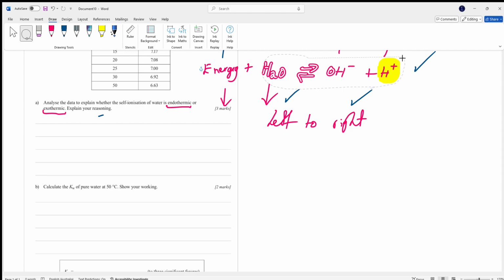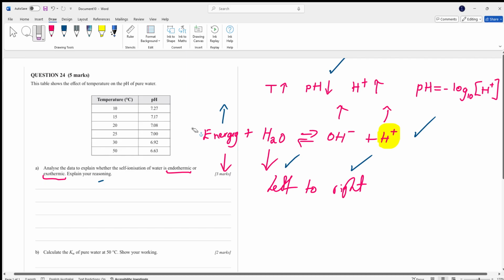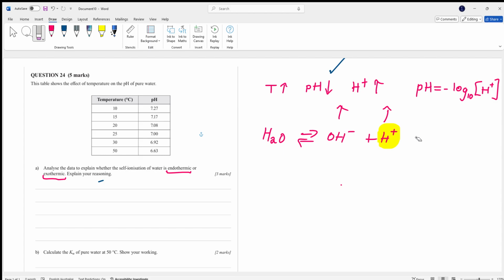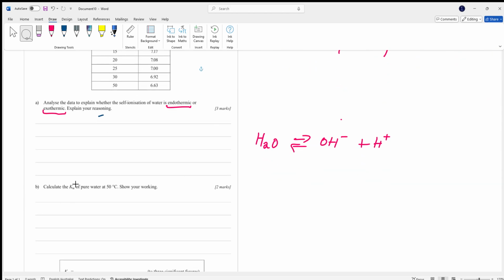So here, what we do need though is this equation. I'm just going to rub this stuff out. If you need any of that information, just rewind the video. I'm just going to take this down. Okay, so KW. KW is the product of H plus and OH minus present. Now they're set at 50 degrees. Now on our data sheet, we've been given the KW value at 25 degrees, so you can't use that.